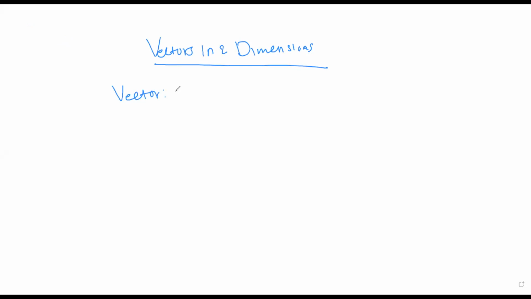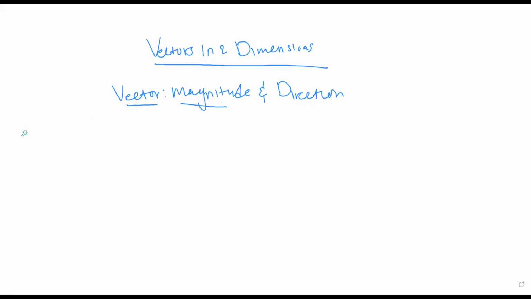We'll be looking at vectors in two dimensions. So let's look at the main basics of this. A vector, we said, is a physical quantity that has both magnitude and direction. So when we're talking about a vector, we're talking about a physical quantity that has both magnitude and direction.